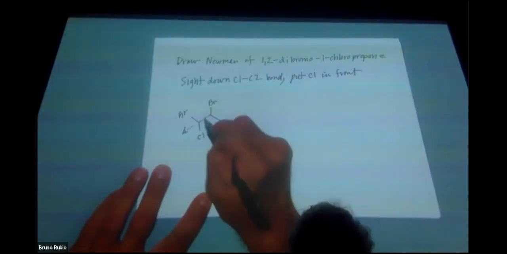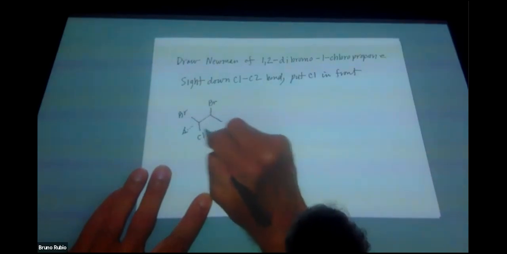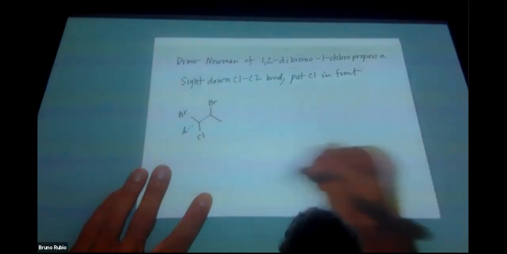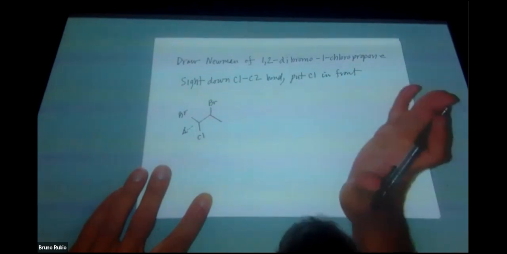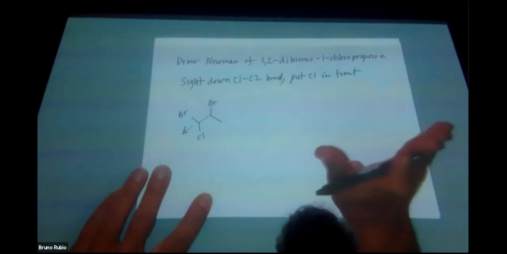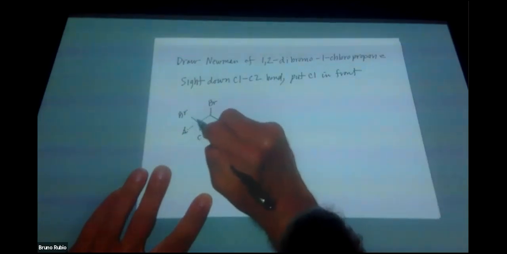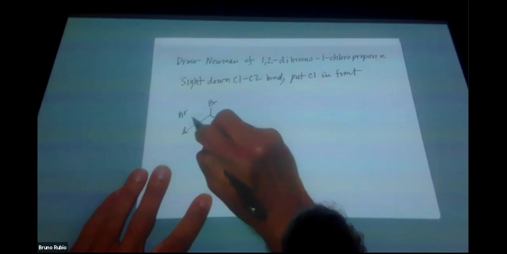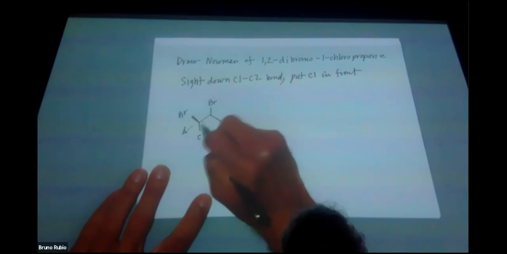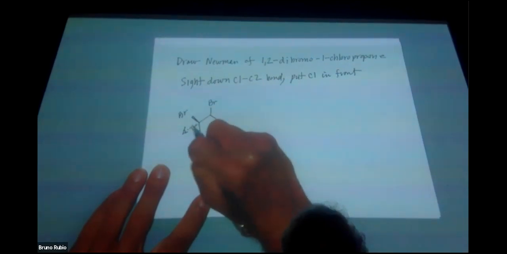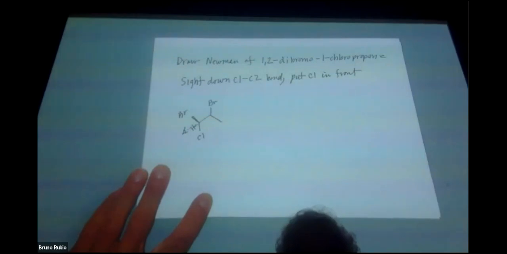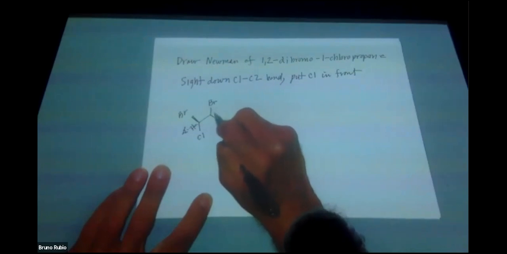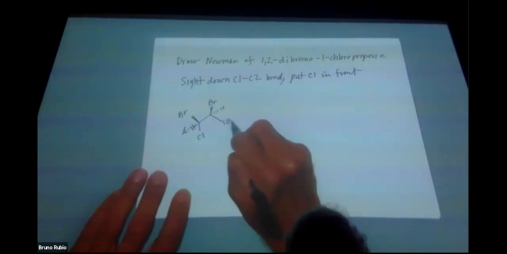Okay, so now let's put in some dashing and wedging, right? The Newman projection I'm going to draw here is not the only correct answer. I'm just going through the technique and the method of how you would do something like that. Now I have to recognize that one of these is a dash and the other one is a wedge. It doesn't matter which one, maybe something like that, right? And there's a methyl group there.